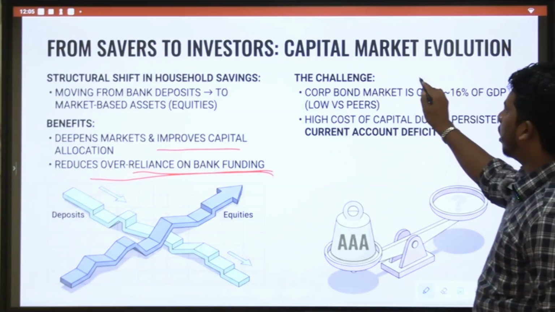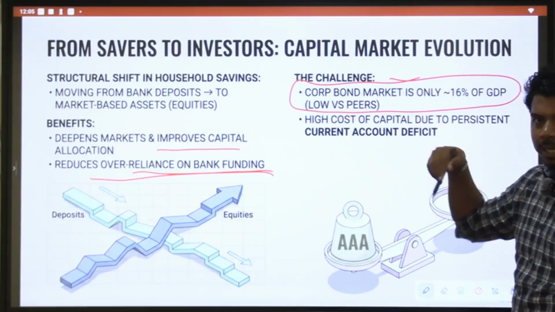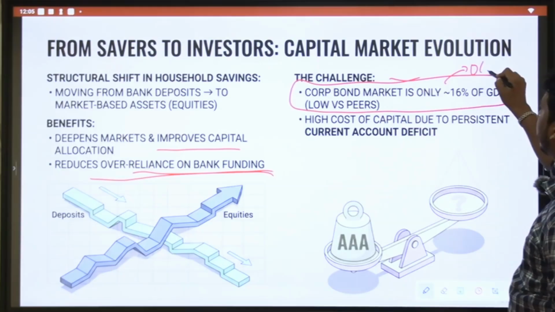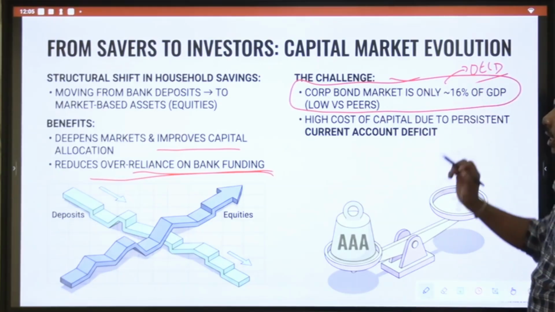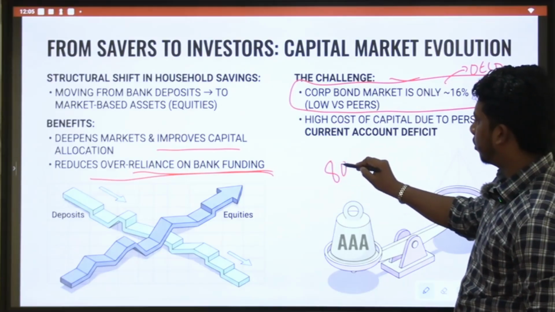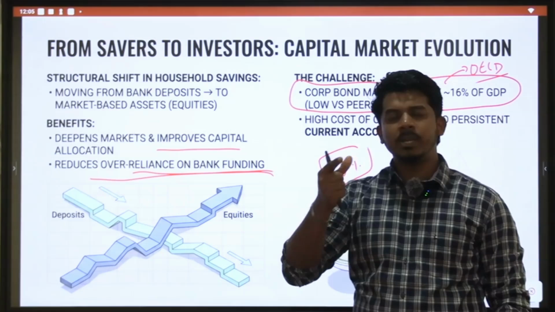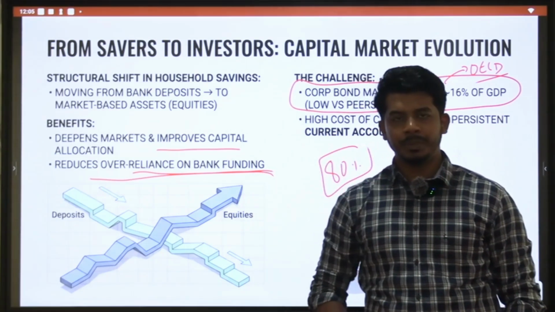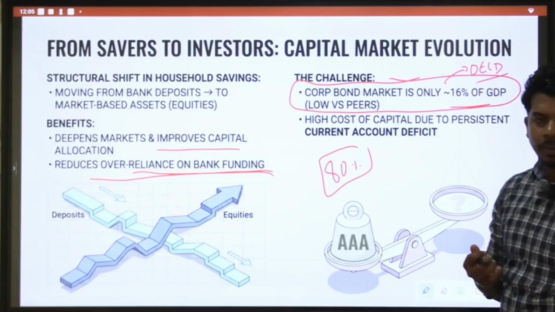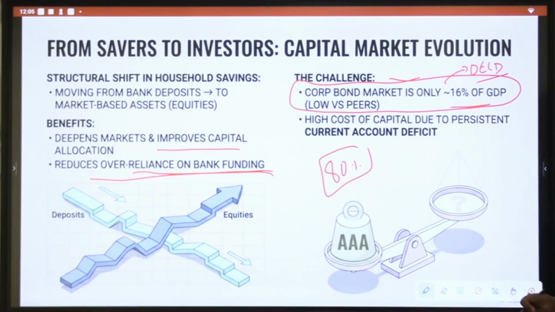The corporate bond market is currently only 16%. This is actually low when you compare with OECD countries like France, Germany, and other developed countries, which have almost 80%. If you calculate the value of their bond market, it is almost 80% of their GDP. But for India, it is only 16% of India's GDP. So we have so much room to improve. That is what the economic survey is saying in the previous slide.